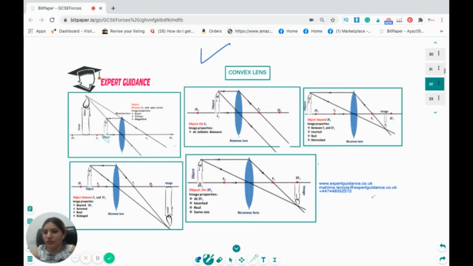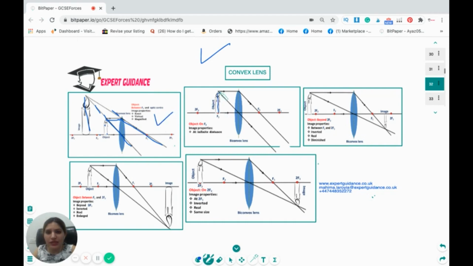When you place the object between the focus and the lens, in this case, one ray will go towards the lens and will refract at the focus. The second will go through the center. You will extrapolate it backwards. You will get a virtual, erect, and magnified image.